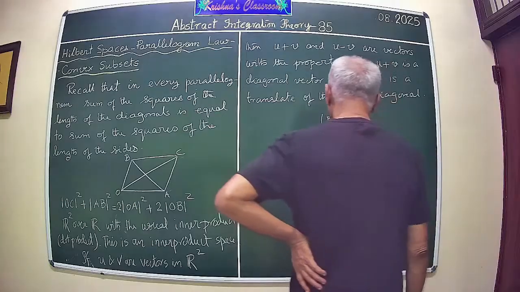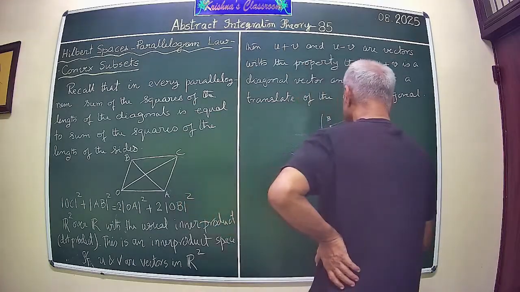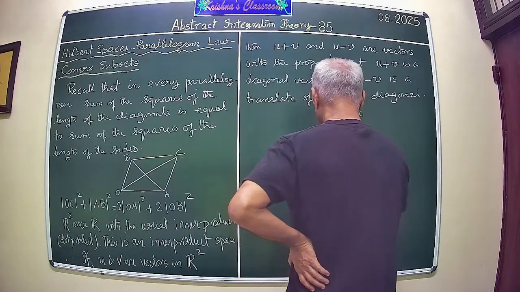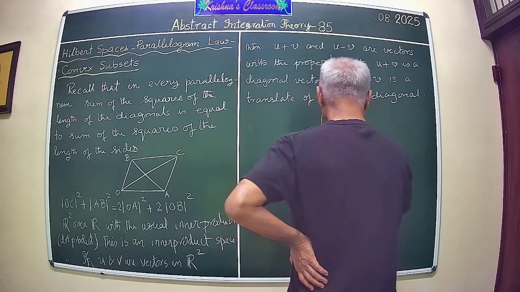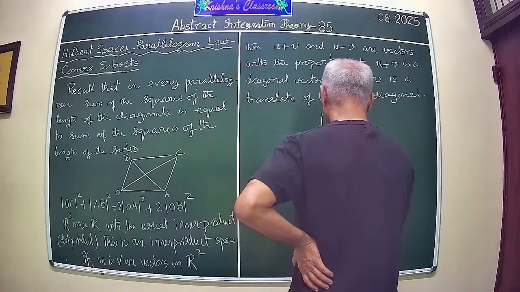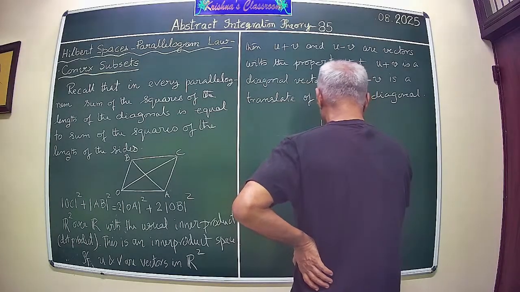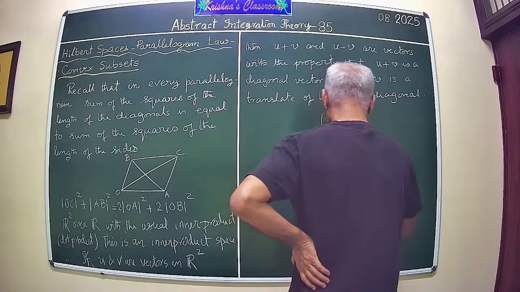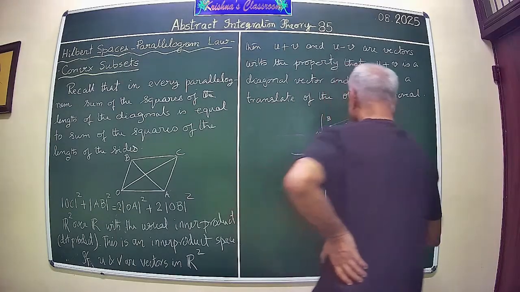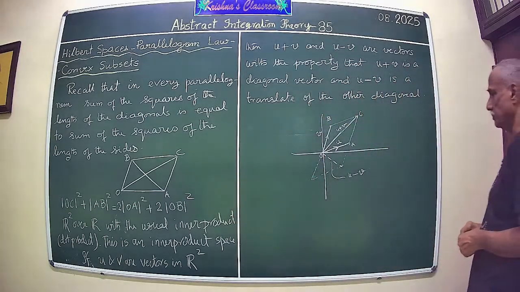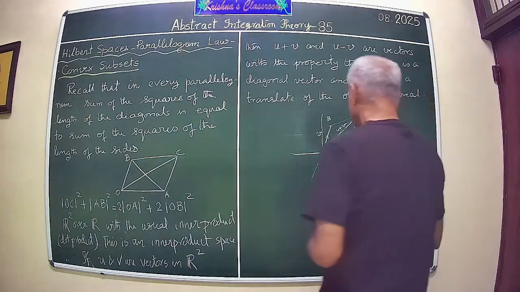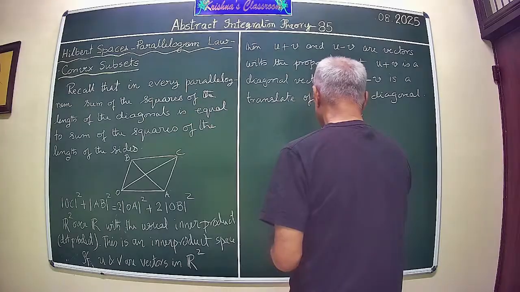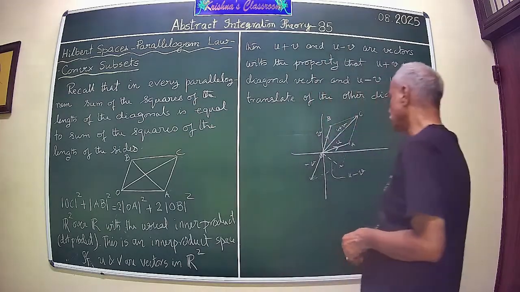And U minus V is actually the following. This is minus V. This is the vector. This is U minus V. Okay, this is minus V. And this is U minus V.